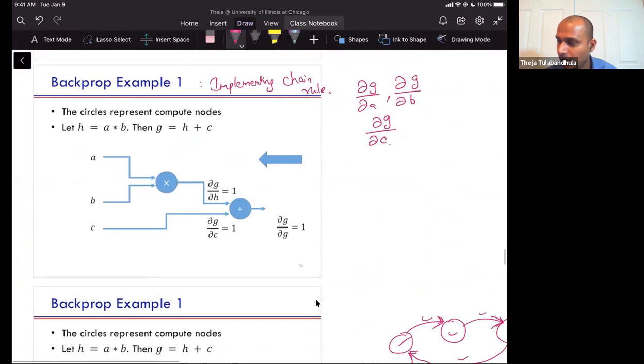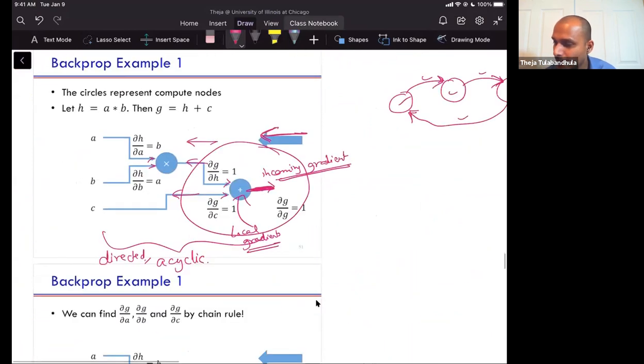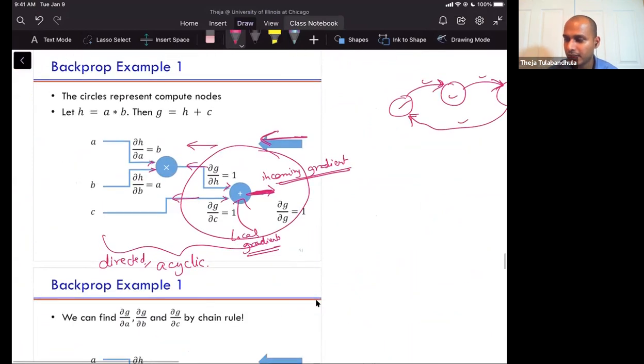So let's look at this example, this function. If you recall, this was g is equal to a times b plus c. We are calling a times b as h, and that's the intermediate node.